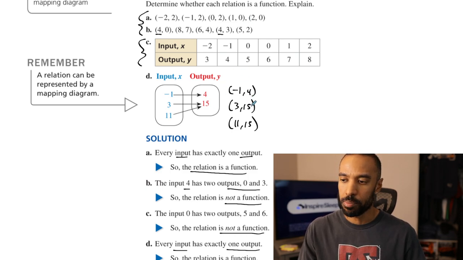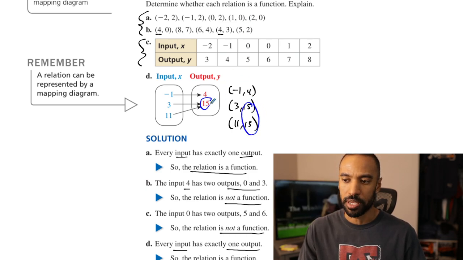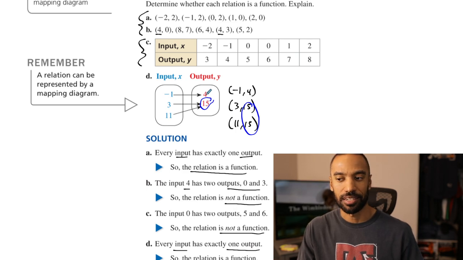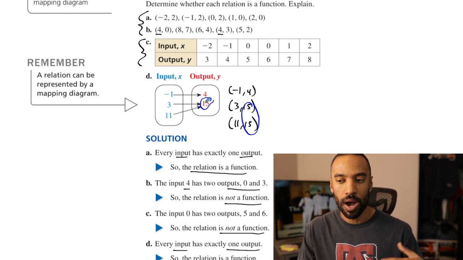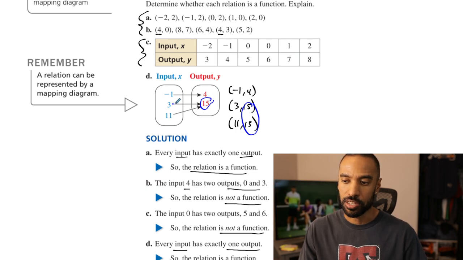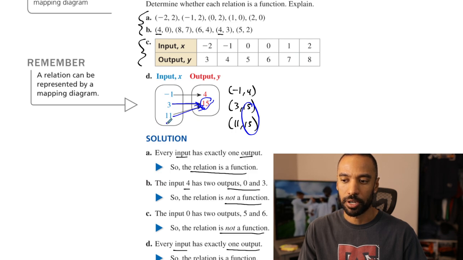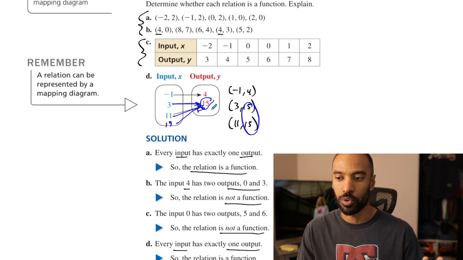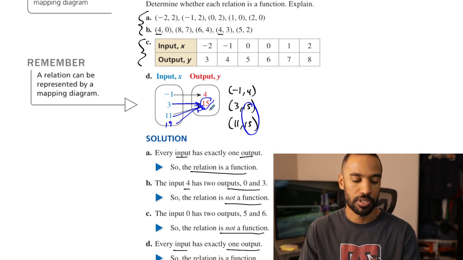How did 15 repeat here, but it didn't repeat here? Well, like I said, it won't repeat here, but what in the mapping diagram will let you indicate there will be a repeat? In this case, multiple arrows pointed to the same number. If I had an extra number here that was 19 and it also pointed to the 15, guess what? 15 would repeat 3 times. It would be 19, 15 as well.